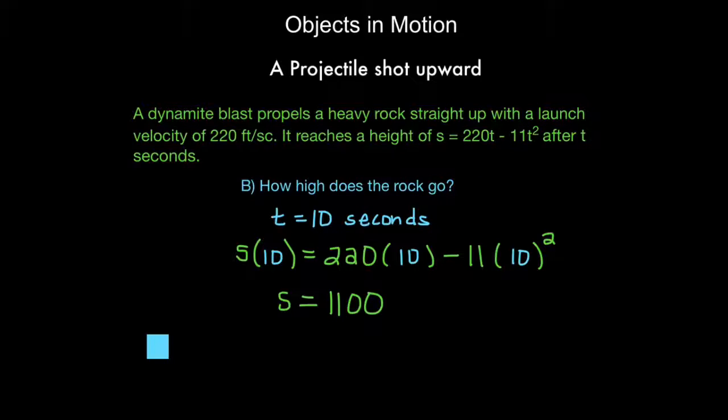And if I look back at the problem, I can find a distance unit right here. Feet per second is my velocity, so that means the position is in terms of feet. So because the rock reaches its highest point at 10 seconds, its height at 10 seconds would be 1100 feet.